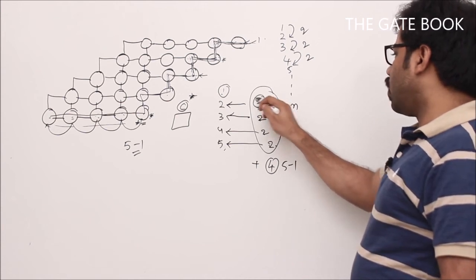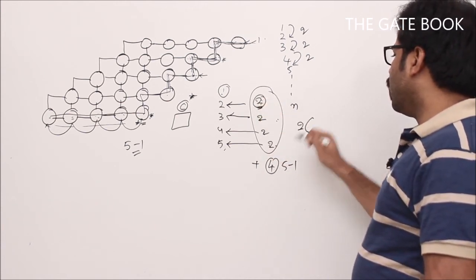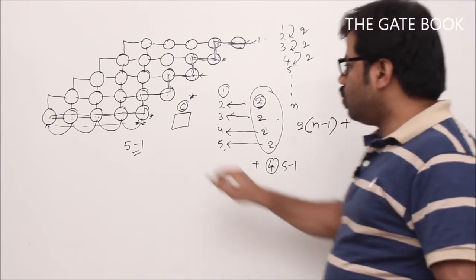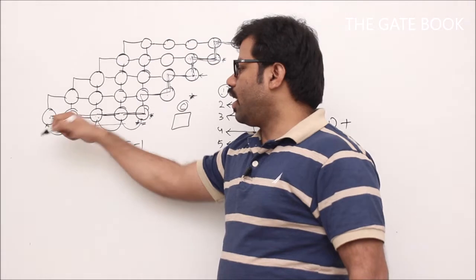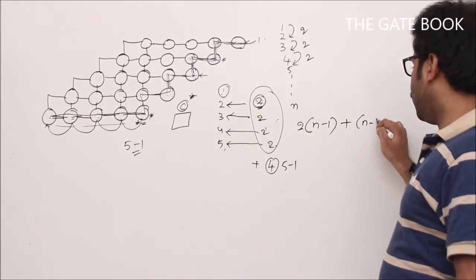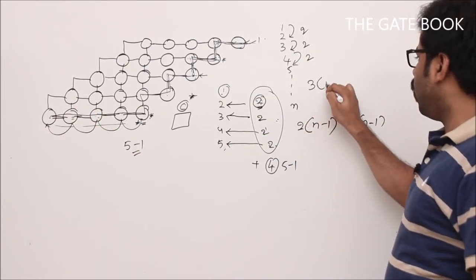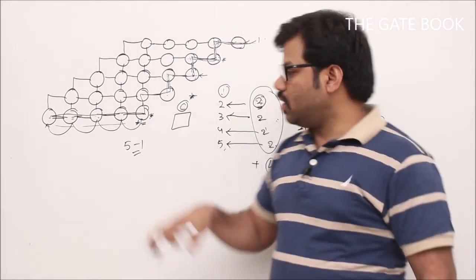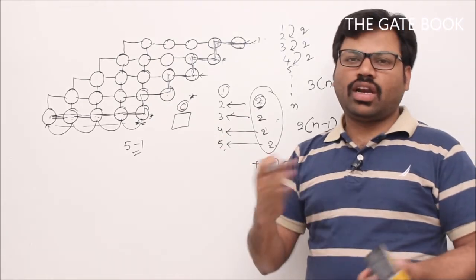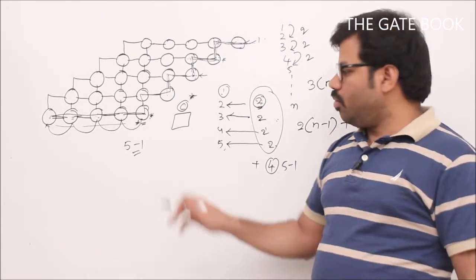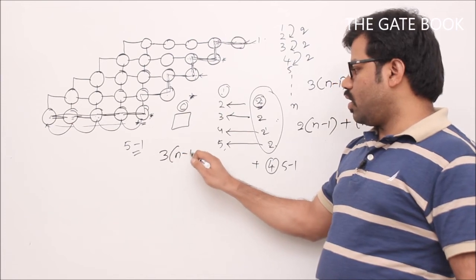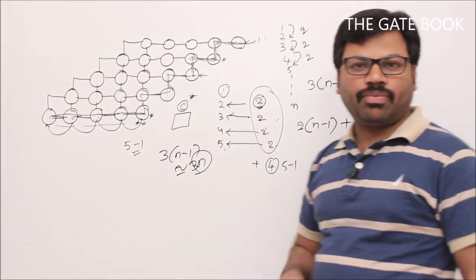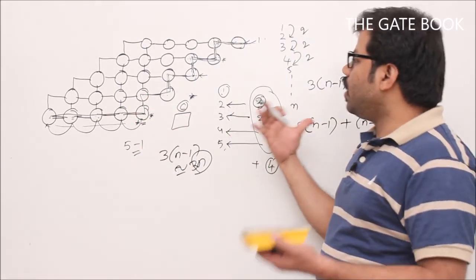Each time you are crossing 2 boxes, so 2 into that 4 is nothing but n minus 1 levels. Plus, once you come here, 1, 2, 3, 4, again one more n minus 1, right? So I can say that 3 into n minus 1 boxes we have to cross. Each box has some delay, which is C. This is a rough calculation, more or less. I am not calculating exactly, but approximately it is 3 into n minus 1. So I can say that it is around 3 into n delay, right? 3n.